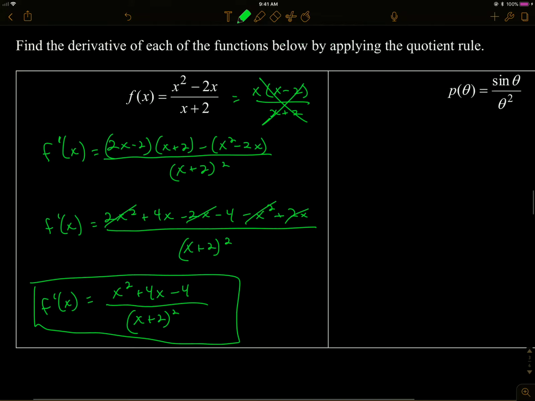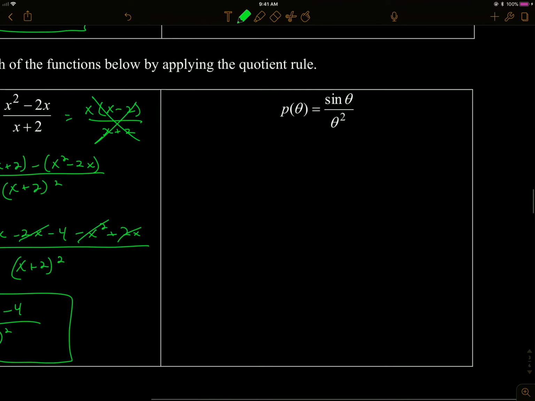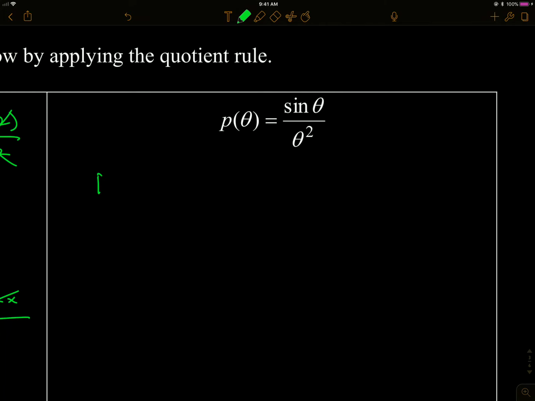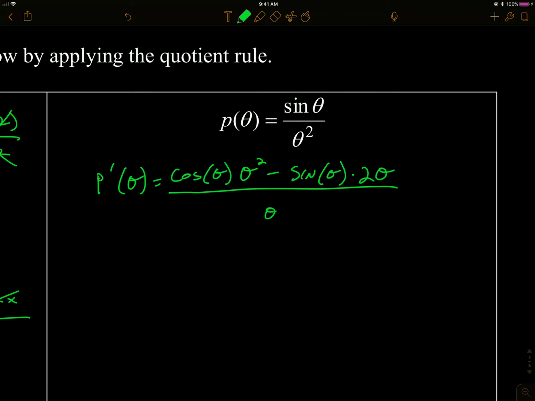That's our derivative. Is that what they're asking for? Find the derivative. Yes. Okay. P prime of theta. The derivative of the numerator is cosine of theta times recopy the denominator, theta squared, minus the numerator, recopy it, times the derivative of the denominator all over the denominator squared.